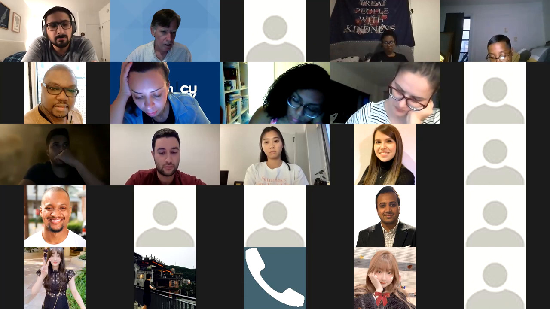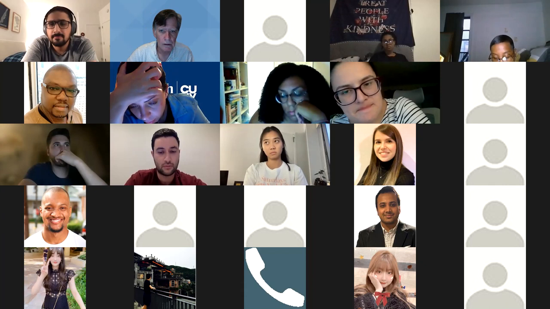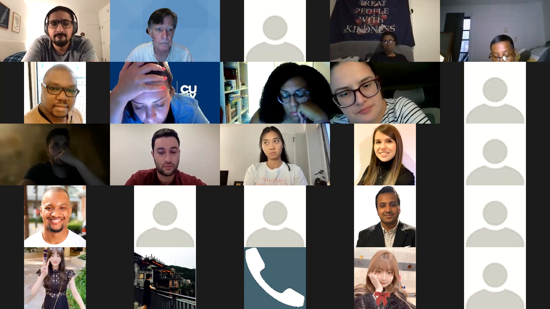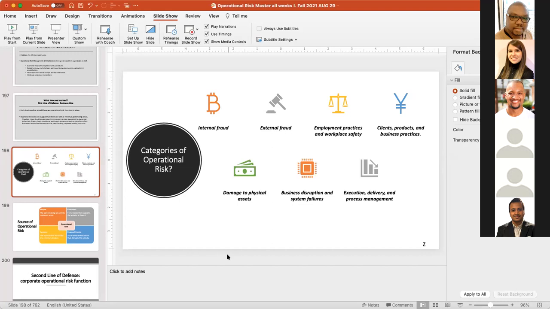Okay, I think we decided the category of operational risk here is, what do we call it? Internal fraud for Nick. Any external fraud that we can see? The fact that it was not caught from any type of outside reporting. I don't see external fraud as being a big problem here. Certainly saw internal fraud.